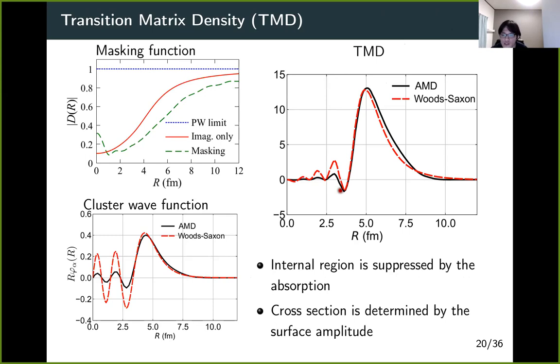And this is the transition matrix density. As you see, the inner part is well suppressed. This is a cluster wave function with Saxon 1, AMD 1, and this is the masking function I showed. The internal region is suppressed, and this is what we get, the transition matrix density. So the internal region is suppressed, and the cross section comes only from, say, 4.4 femtometers and above. This directly shows that the cross section is coming from the surface.